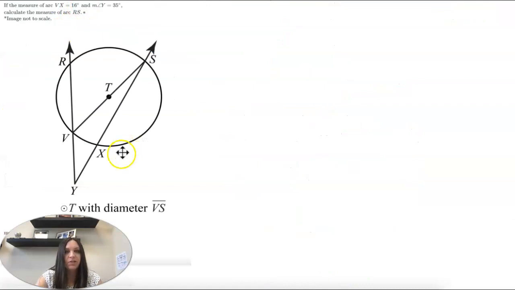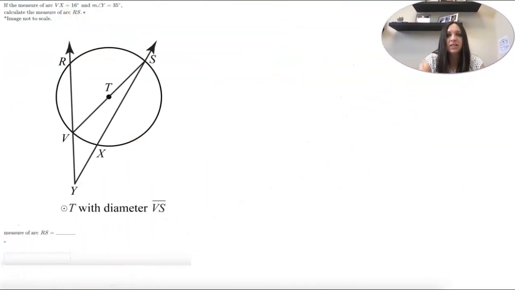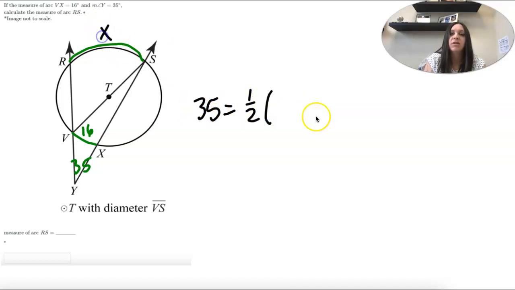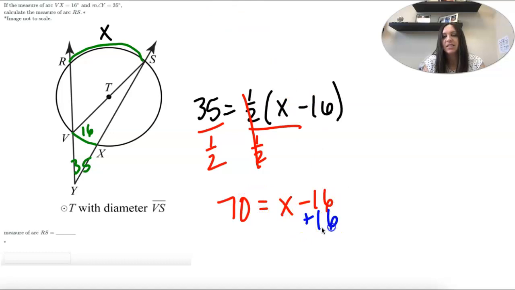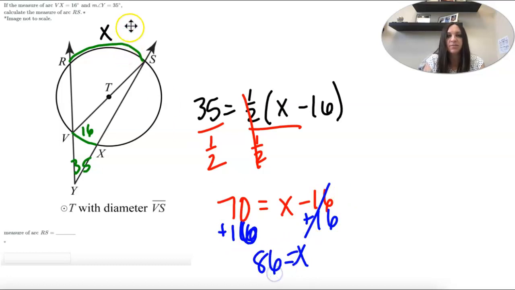Okay, if the measure of arc VX is 16 degrees, and the measure of the angle is 35, calculate the measure of RS. We have just been doing a lot of these. So it's the angle that equals 1/2 larger arc minus smaller arc. So I'm going to divide both sides by 1/2 to get rid of the fraction. 70 equals x minus 16. Add the 16 to both sides. Oops. X equals 86.